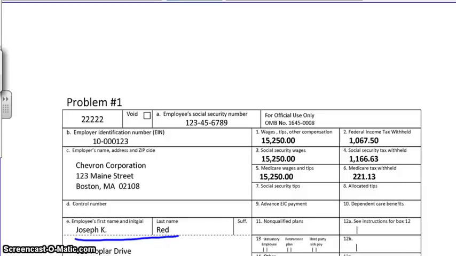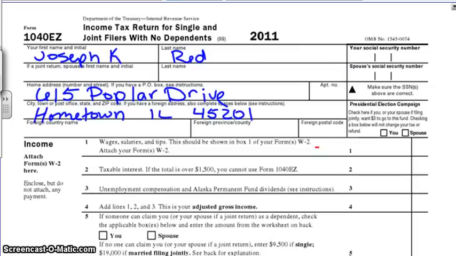Okay? Now the next thing that we need to take a look at is his social security number. His social security number, super easy, nothing original, creativity at its finest right there. You're going to enter that 9-digit number right up top right, 1, 2, 3, 4, 5, 6, 7, 8, 9. Okay? Now, the next box right here is your presidential election campaign. If you want to enter $3, donate to the campaign, you can do so. We're going to leave that blank, okay?